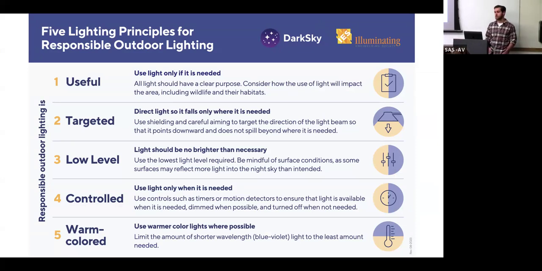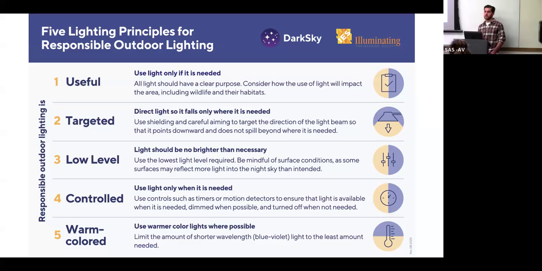Number one, make sure it's useful, so don't have lights where you don't need them. Two, make sure they're targeted, so you can use shields to make sure that they're shielded downwards and not glowing out into the sky around. That's actually been shown to be one of the best things to reduce the impact on moths and other wildlife. You can make sure that they are low level, so just make sure that they're no brighter than they need to be for their intended purpose. You can make sure that they are controlled. This means putting them on timers or motion sensors to reduce the amount of time that they're on. And finally, make sure that they're warm colored.